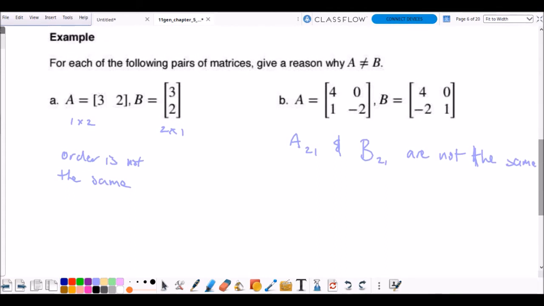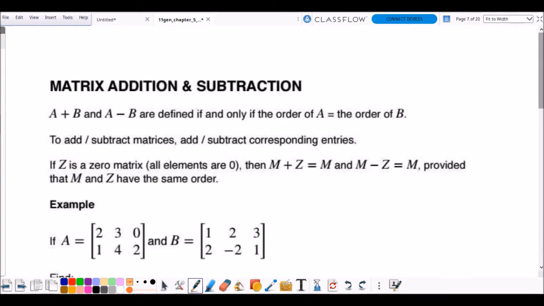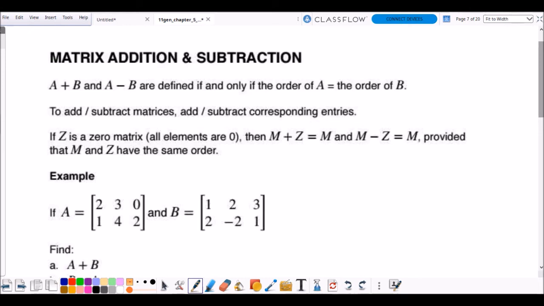Is anyone confused about that? Not really? Okay, good. Now we get to the main part of adding and subtracting.